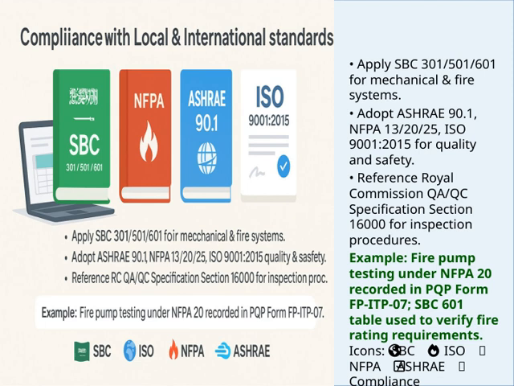For inspection procedures, we refer to the Royal Commission QA/QC specification, particularly Section 16,000. This section guides us on how to conduct thorough inspections, such as verifying fire pump testing, which is documented in the PQP form FP-ITP-07 under NFPA 20 standards. To verify fire rating requirements, we often use the SBC 601 table.